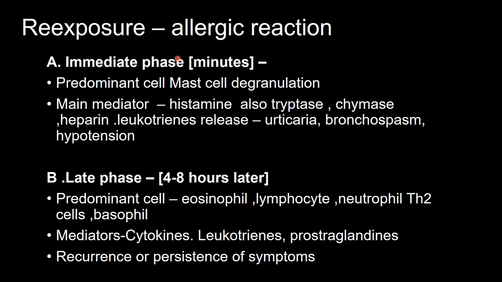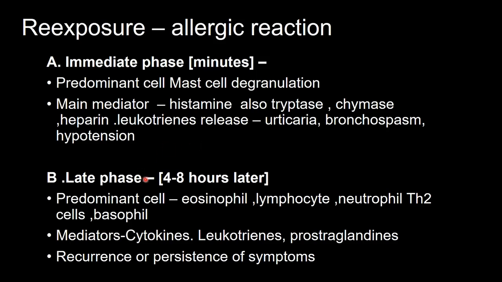On re-exposure during the allergic reaction, they show an immediate phase, that is immediate reaction within minutes. During this phase, the predominant cell is the mast cell, which undergoes degranulation, and the main mediator in this phase is histamine. But there is also release of tryptase, chymase, heparin, leukotrienes, and then they lead to symptoms like urticaria, wheezing or bronchospasm, hypotension or shock.